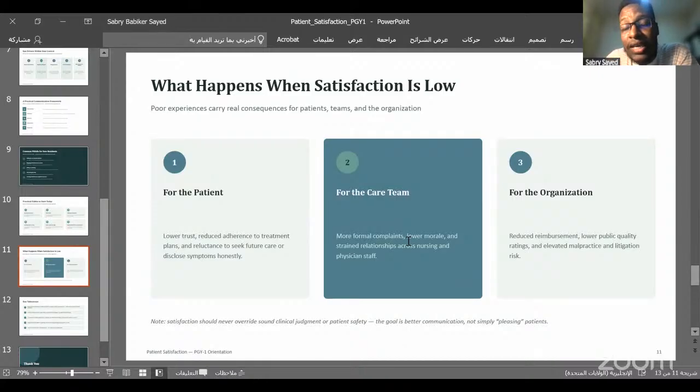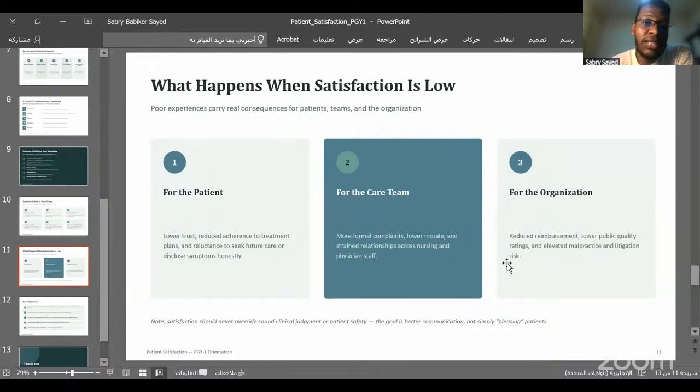It affects the three essential panels for this talk, which are the patients, the care team or the physicians, and also the organization, which is the hospital setting, right? So for the patients, this will result in lower trust, reduced adherence to the treatment plan, reluctance to seek future care, and not disclosing symptoms honestly. So all of this will affect patient care eventually, right?